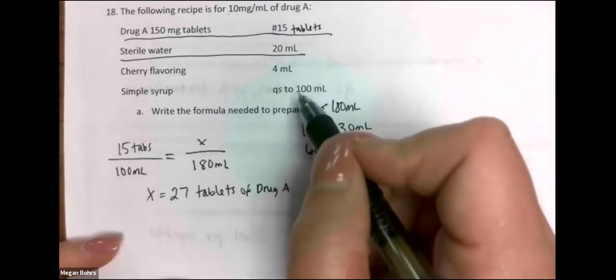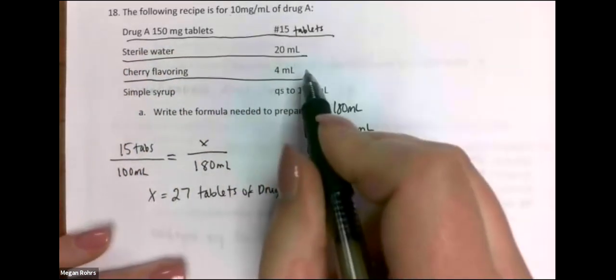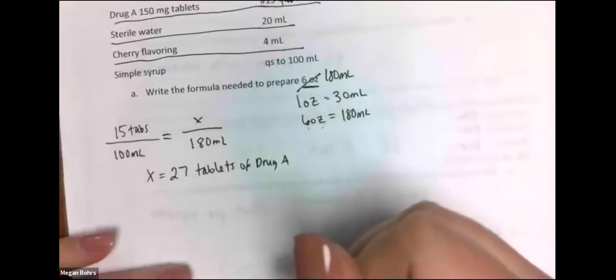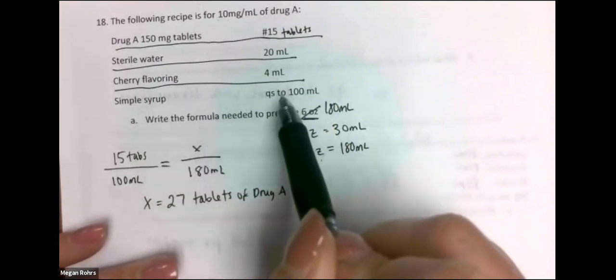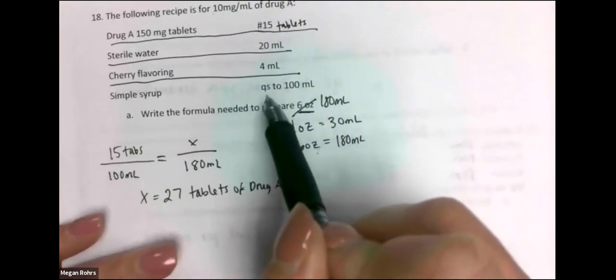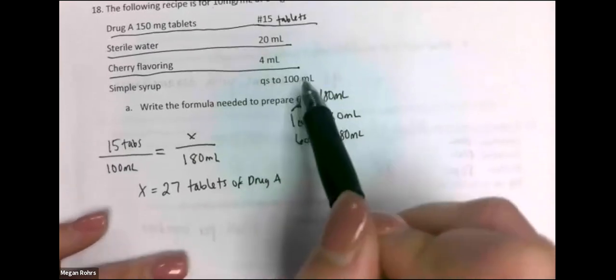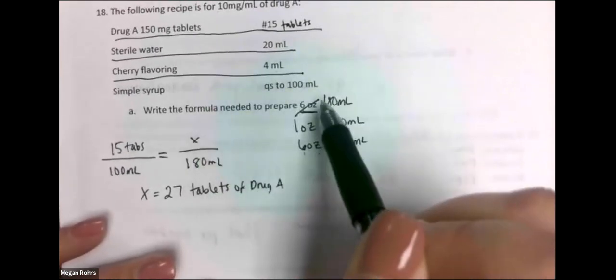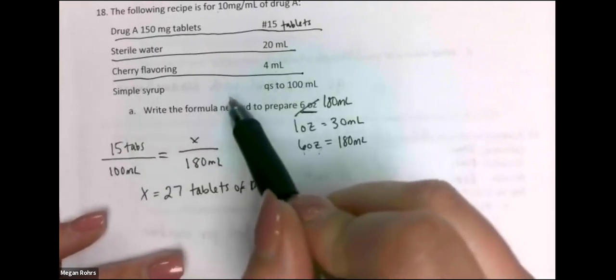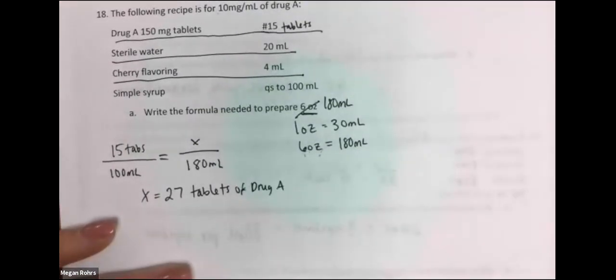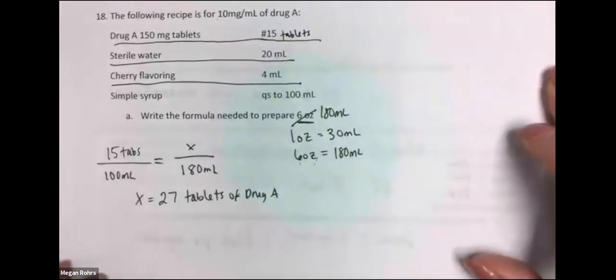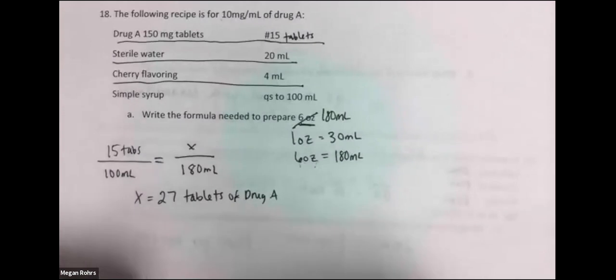So I want you to go ahead and do that for the sterile water, and then do that for the cherry flavor as well. And then with the simple syrup, there's really not a way for us to determine that amount. So with the simple syrup, we would just need to say QS to the new volume, which our new volume is 180. So when you get to the simple syrup, you would just write QS to 180 mils with the simple syrup. Okay, so go ahead, finish those out, and then we should be done with the worksheet.